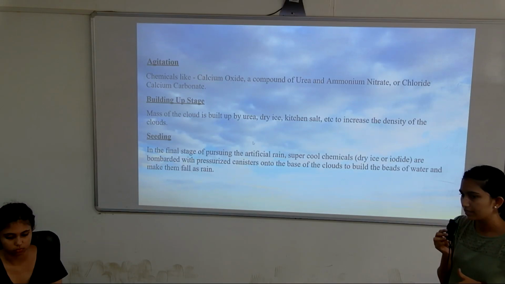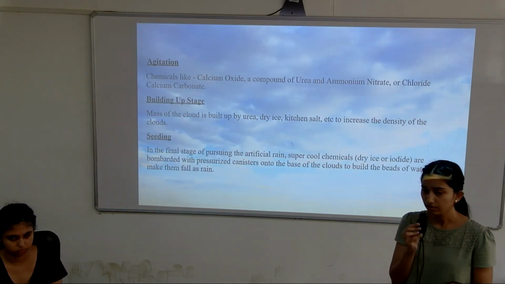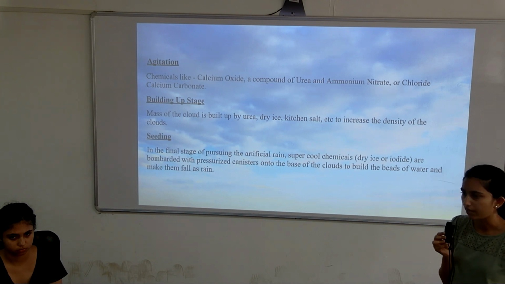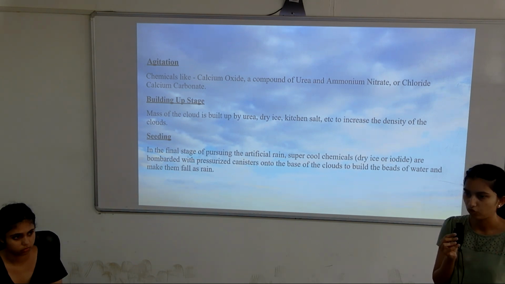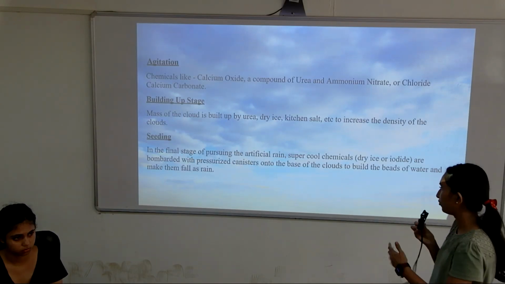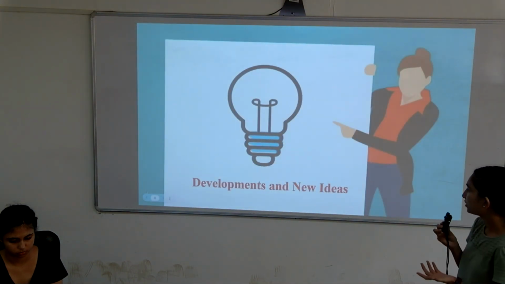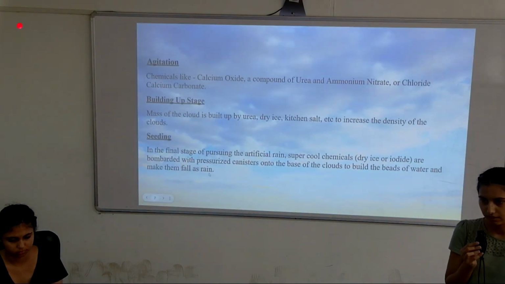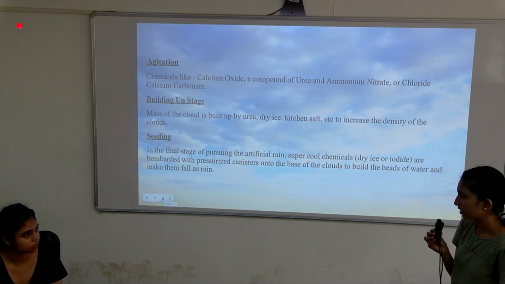And then in the seeding stage, chemicals like dry ice, silver iodide and salts are used so that the water is condensed, so that the size of the water droplets becomes much larger, so that they fall as rain.